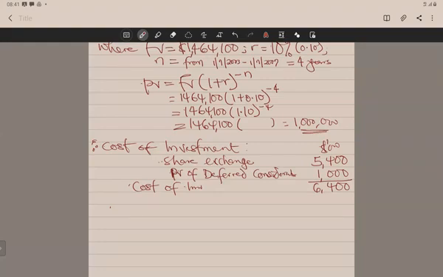Excuse me, before you go for that, please. All right, sir. The cost of investment, share exchange, which is 5.4. Yes, sir. But we now had our deferred consideration, 1 million. Yes. Why do we have it? It's not that clear. Please explain.